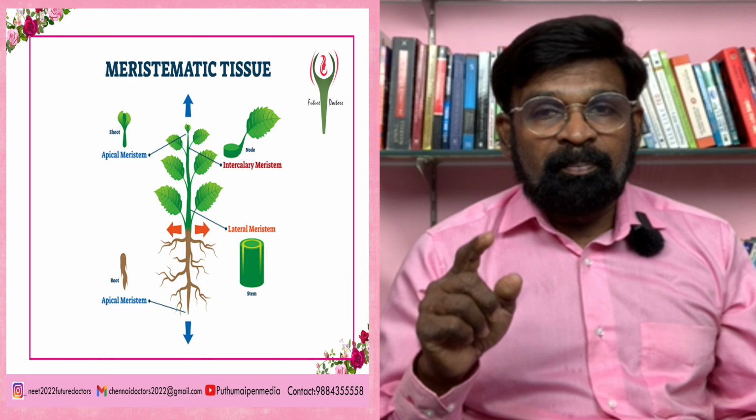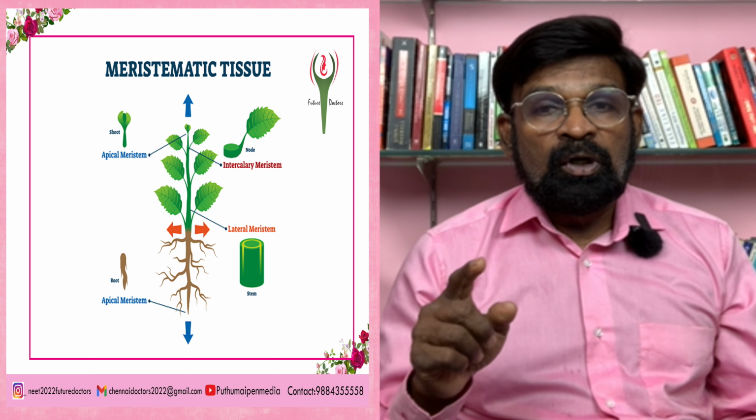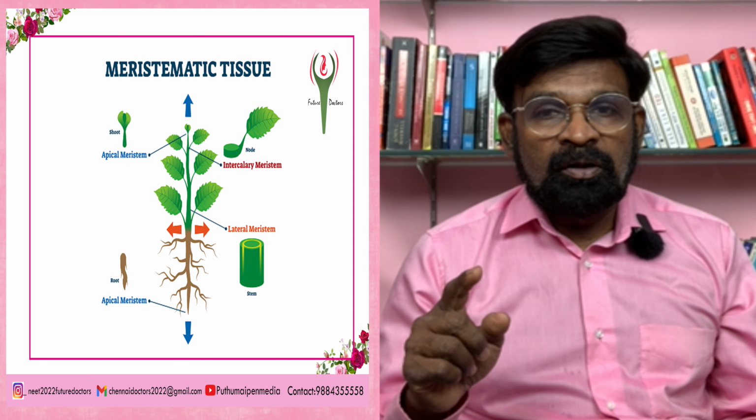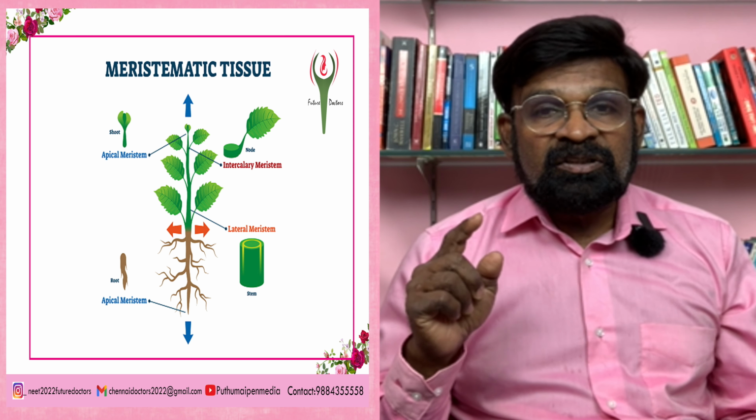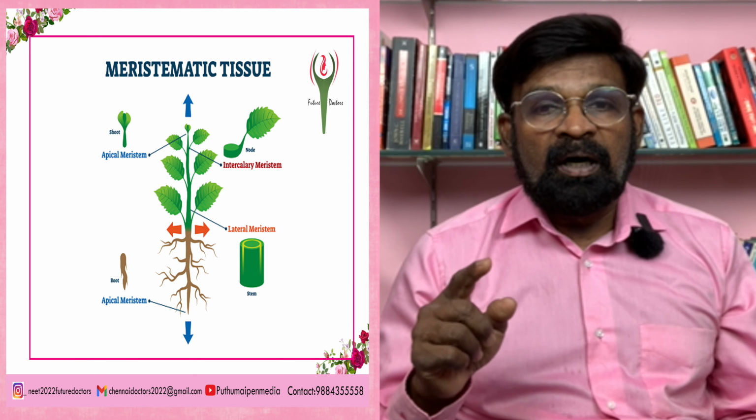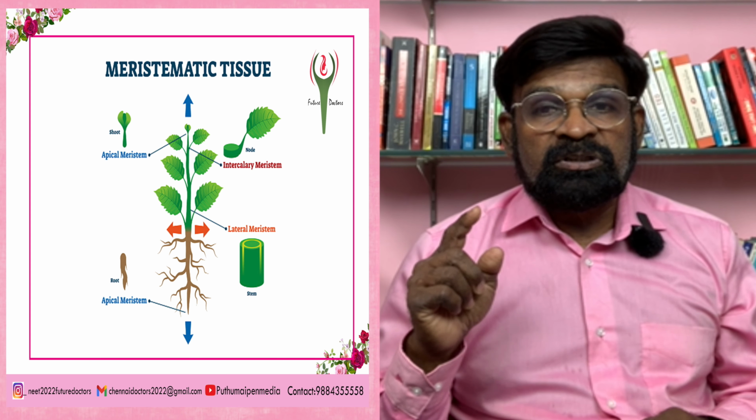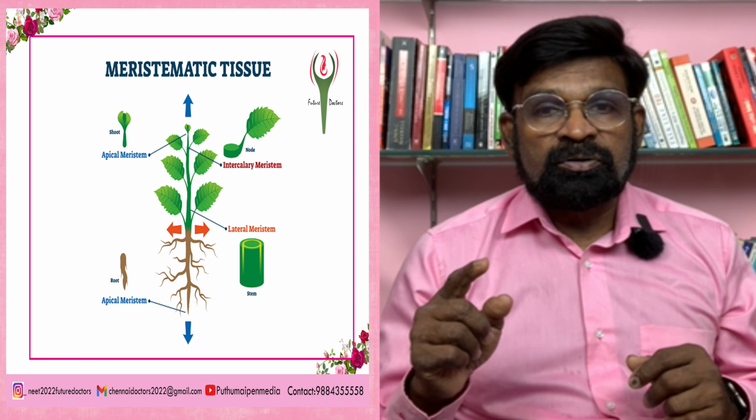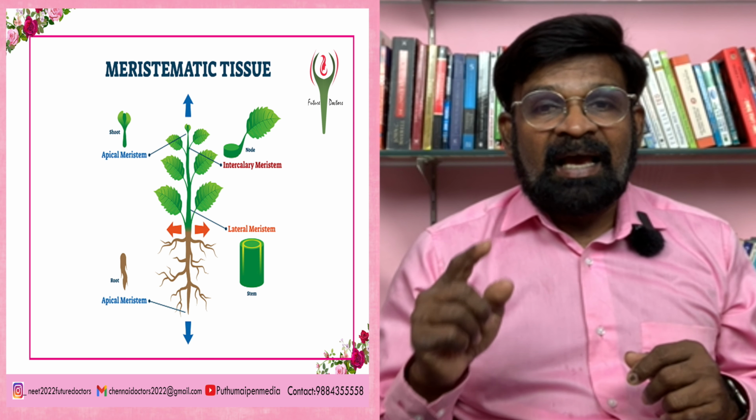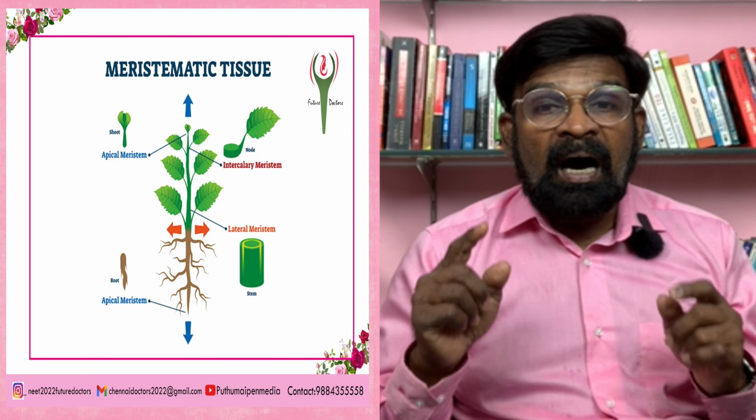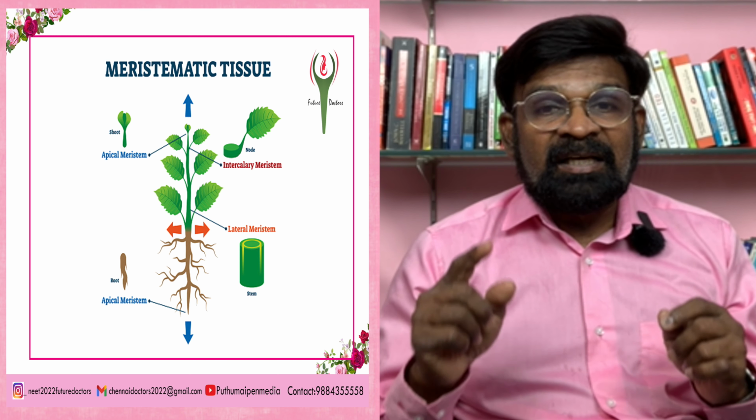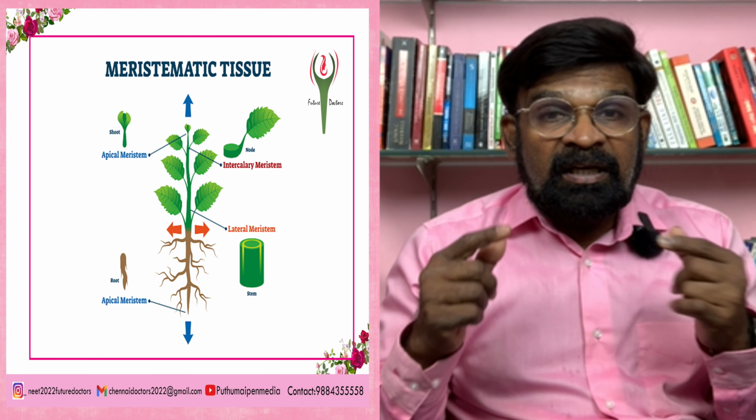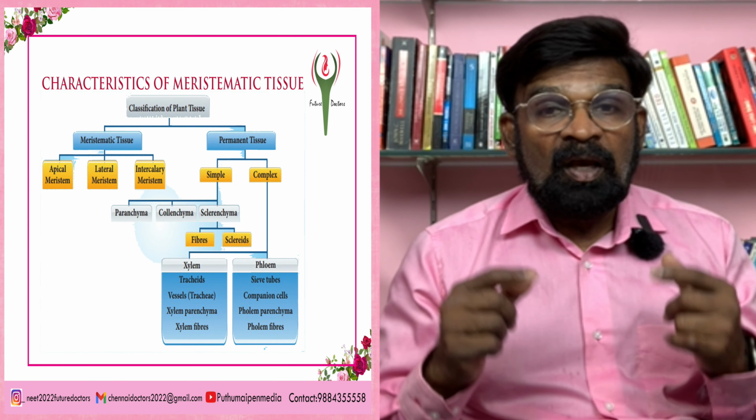The growth in the plant is mainly restricted to specialized regions of active cell division called meristems. These tissues divide to form new cells, which differentiate to give rise to permanent tissues. The meristematic tissue is an undifferentiated mass of cells that is in a continuous state of division and have retained their power of division. Next slide.